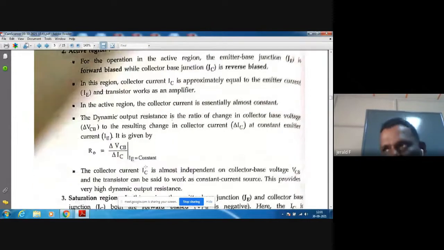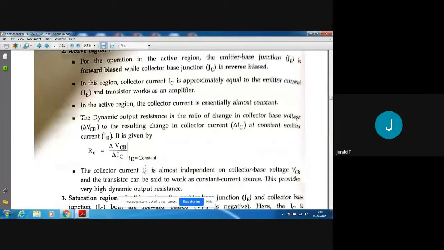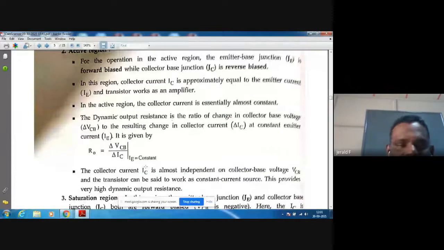In active region, it's a standard formula: IE is equal to IC, approximately. Next, go for active region. The collector current is essentially almost constant. In active region, the collector current is normally a constant value.